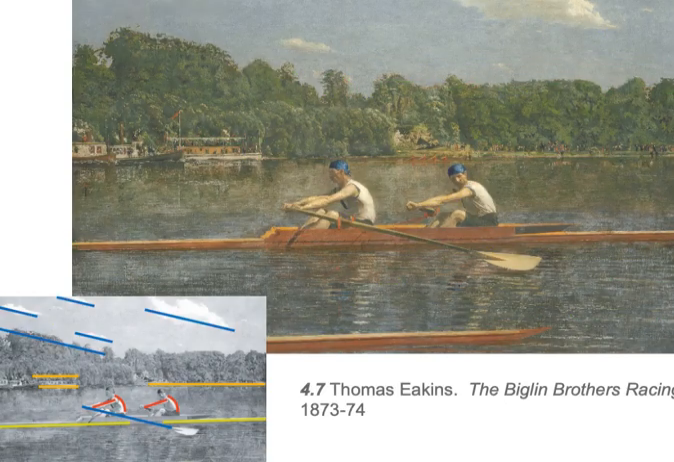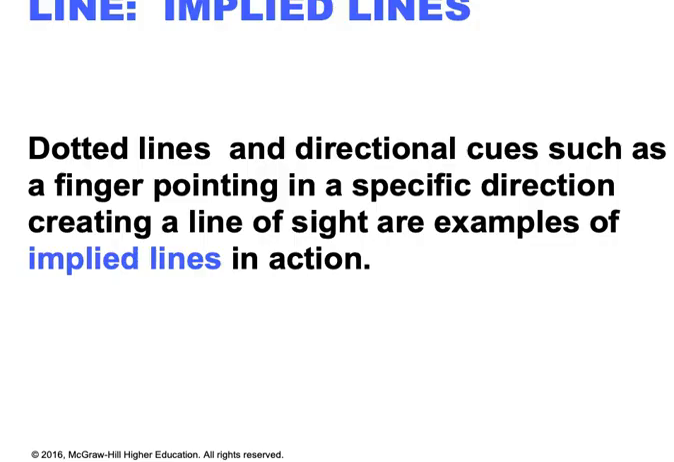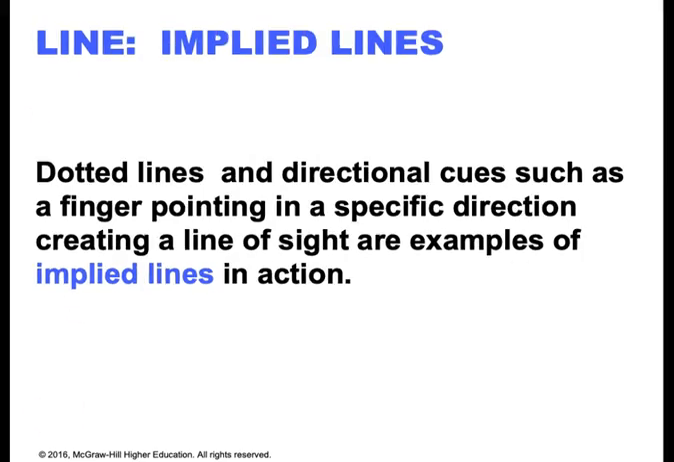Okay, one more aspect of line. Line's kind of a big one. There's several aspects we have to talk about. So the last part of this for line is implied line. Implied lines can be dotted lines. They can be directional cues, such as a finger pointing in a specific direction, and that creates a line of sight. And those are examples of implied line in action.